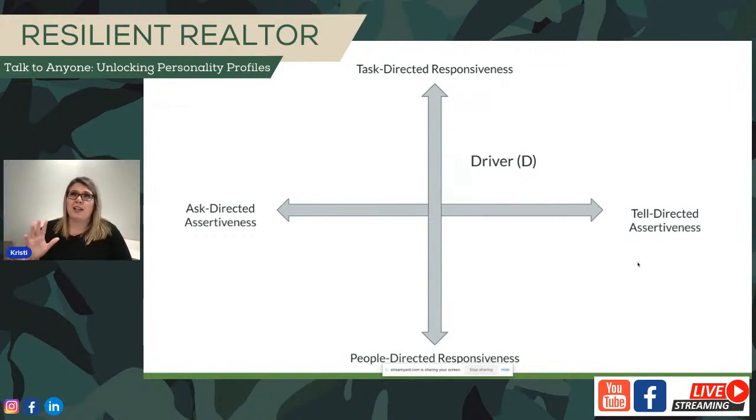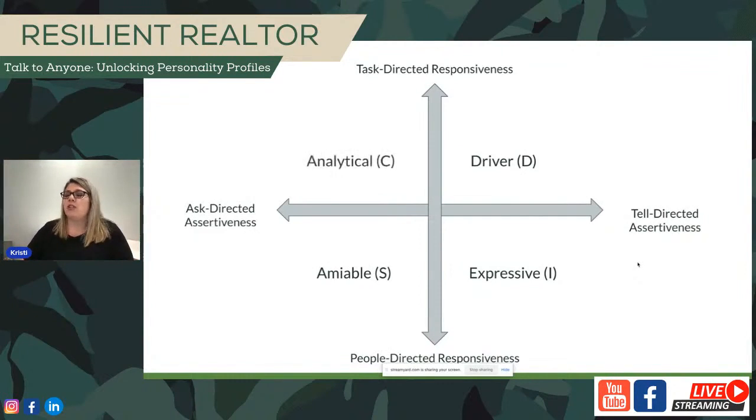There's Enneagram, and all sorts of different ones. This one is just a really simplified version of the Enneagram and stuff like that. So I'm going to be referring to the DISC assessment. The one personality profile is what we call the D, or the driver, right? Another one is the I, or we like to call them the expressive. And then of course there's the S, which is also known as the amiable. And then there's the C, which is the analytical.